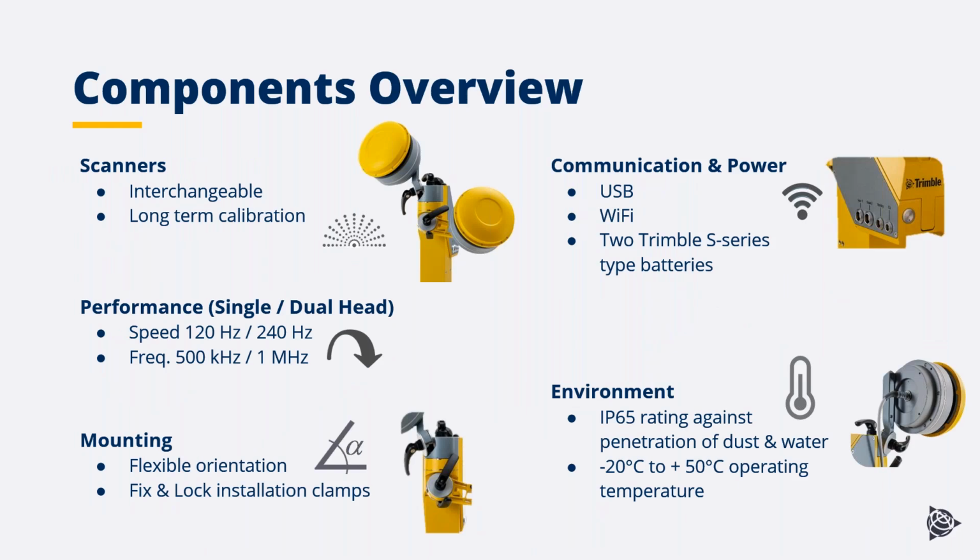Looking into the scan heads, it's a changeable system with one or two scan heads. The scan heads are made with a long-term calibration, so they don't have to be calibrated in the service department for quite a while. The scanner, depending on if it's a single or dual head configuration, have a rotation speed of 120 rotations per second, or 240 with a dual scan head solution. The measurement frequency is either 500,000 or 1 million.